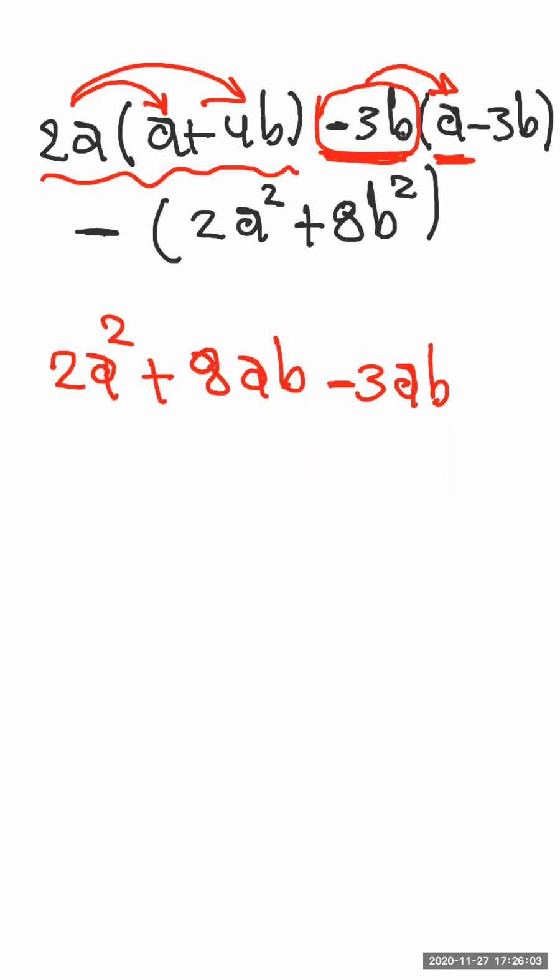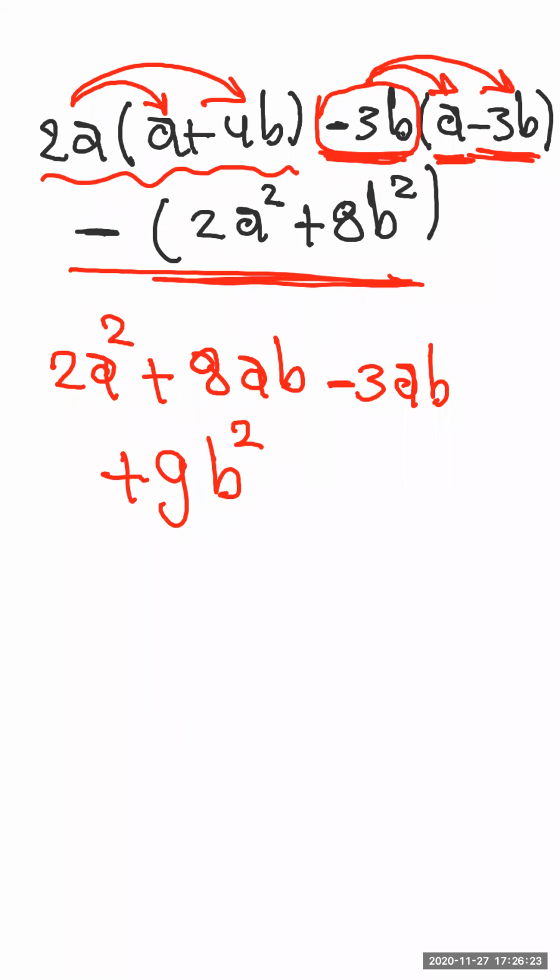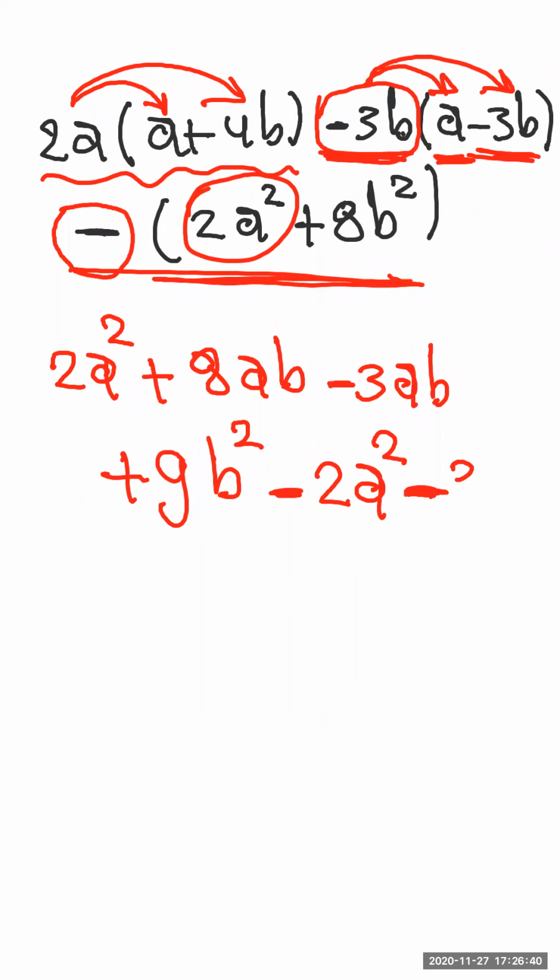Okay, then negative 3b again. We multiplied it to the first, then multiplied to the second. Negative 3b times a negative 3b. So negative times a negative means positive 9b squared. Okay, then what? Then minus all this term. Okay, so minus 2a squared. Guys, take care. It's a negative sign outside the bracket, so negative 2a squared, and minus a positive 8b squared makes negative 8b squared.